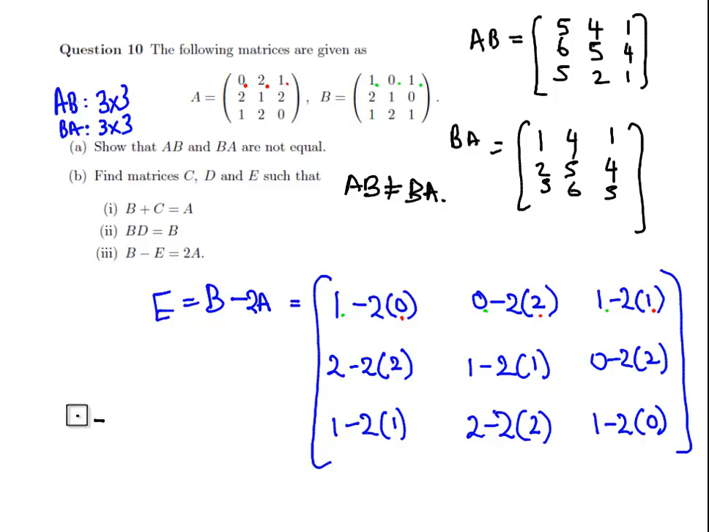The calculation is now very easy, so we'll finish it up. 1 minus 2 times 0, that's just 1. 0 minus 2 times 2, that's minus 4. 1 minus 2, that's minus 1. 2 minus 4, 2 times 2 is 4, so that's minus 2. 2 times 1 minus 2 times 1, that's minus 1. 0 minus 2 times 2, that's 0 minus 4, minus 4. 1 minus 2 times 1, that's minus 1. 2 minus 2 times 2, that's 2 minus 4, which is minus 2. And 1 minus 2 times 0 is just 1.